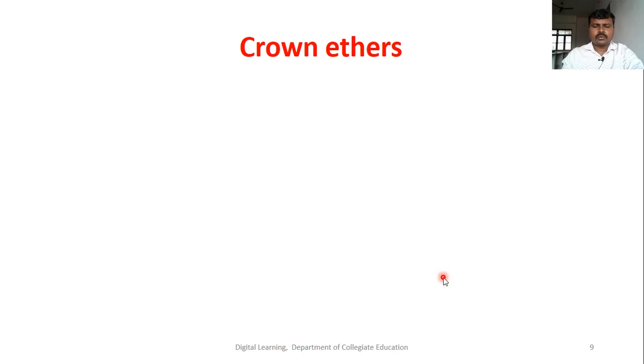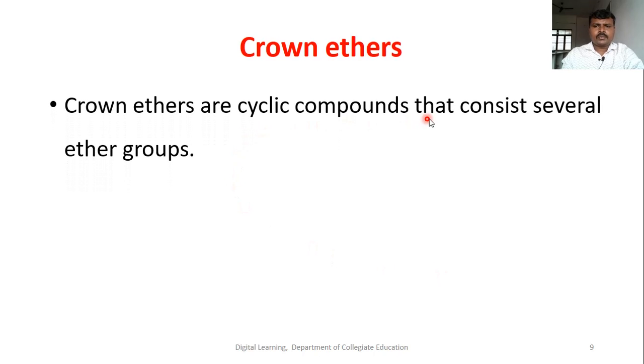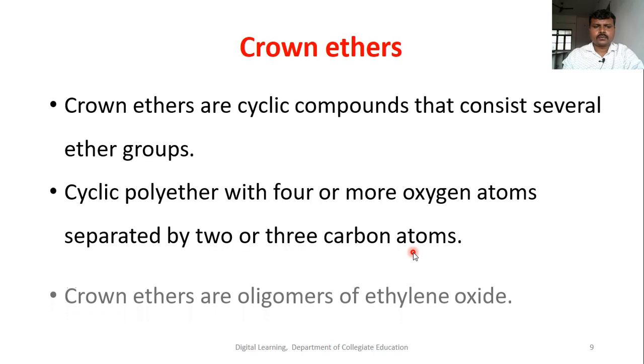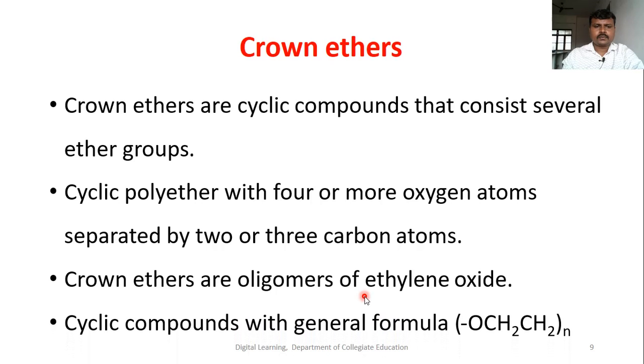Next we'll move on to crown ethers. Crown ethers are cyclic compounds that consist of several ether groups. Crown ethers are cyclic polyethers with 4 or more oxygen atoms separated by 2 or 3 carbon atoms. Crown ethers are oligomers of ethylene oxide or epoxide, having the general formula (OCH2CH2) n times.